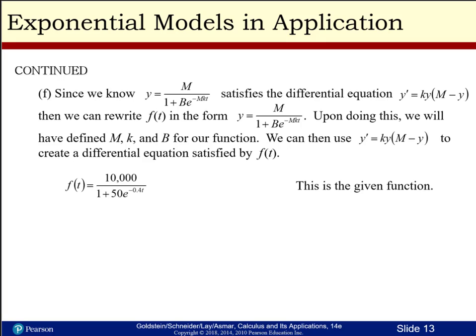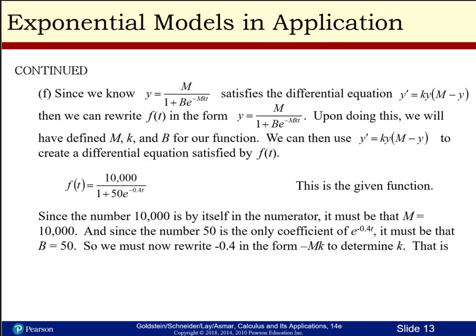So here's our given function. Since the number 10,000 by itself is in the numerator, it must be that m is 10,000. And since 50 is the only coefficient of e to the minus 0.4t, it must be that b is 50. So now we can rewrite negative 0.4 in the form negative m times k to determine k, because we know that m is 10,000. So if negative 0.4 equals negative m times k, then we know that k is going to be 0.00004.